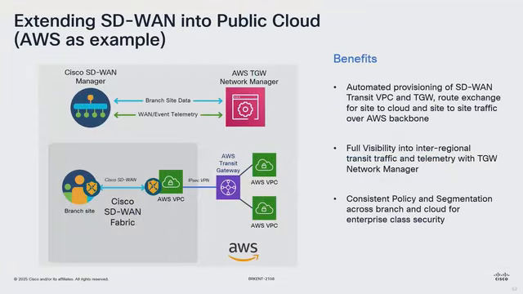We'll take one example, extending SD-WAN into a public cloud. AWS is an example here, but we support all the popular cloud providers like AWS, Azure, and Google. So here you have a branch site at the bottom, and you want to connect it to an AWS VPC at the bottom right. You do this by installing a virtual router, the Catalyst 8000V (C8000V), inside an AWS VPC, which works as a transit VPC.